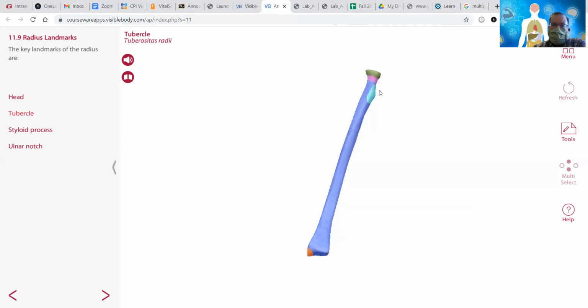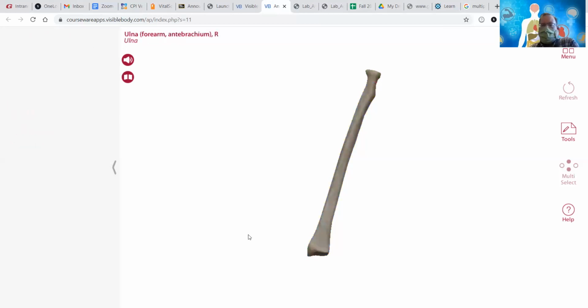Again, we've got a little tubercle. A tubercle is basically a little bump. And then the bulk of it is going to be the shaft of the radius. Then laterally, out toward the thumb and wrist area, we have a little styloid process. Another styloid. We saw that in the skull. We'll see the ulna and radius both have styloid processes.